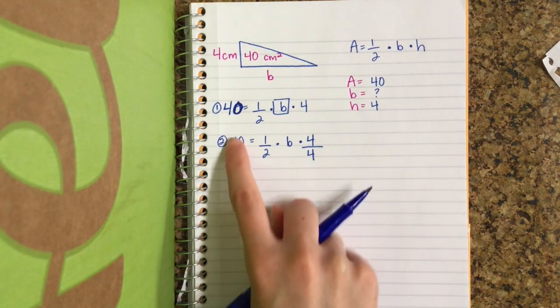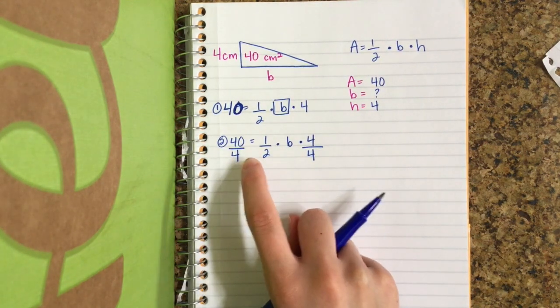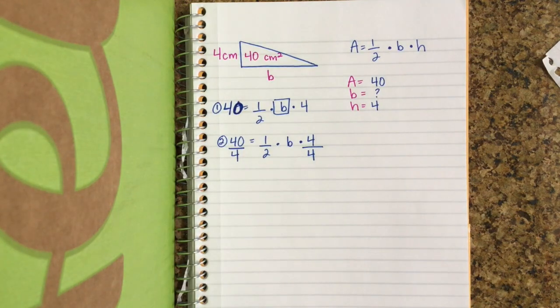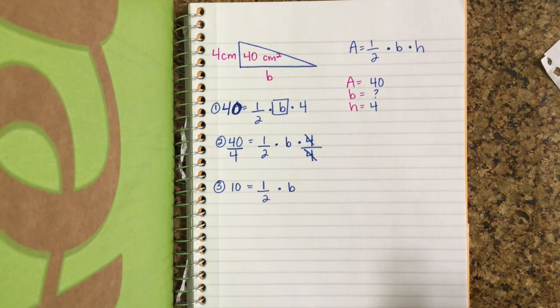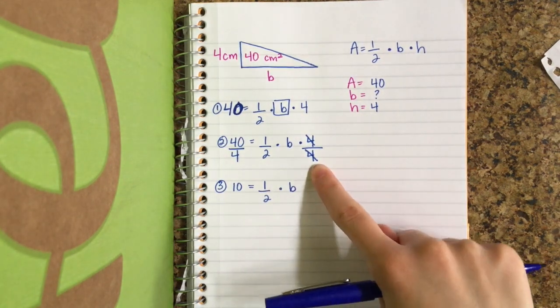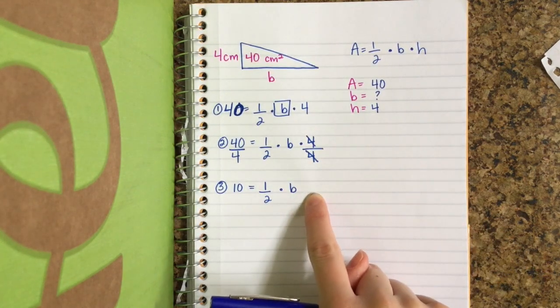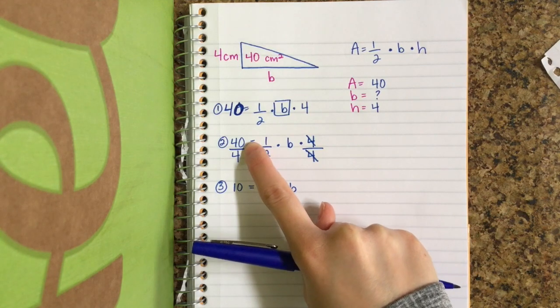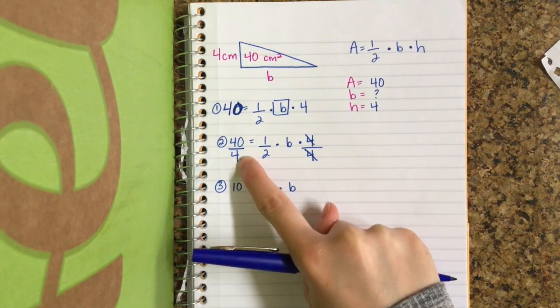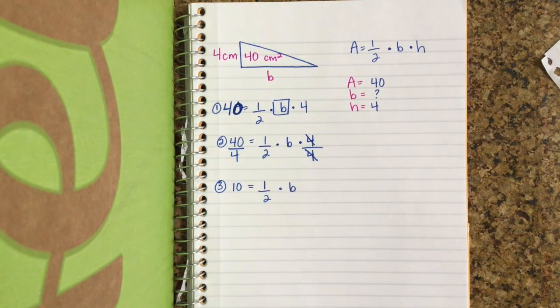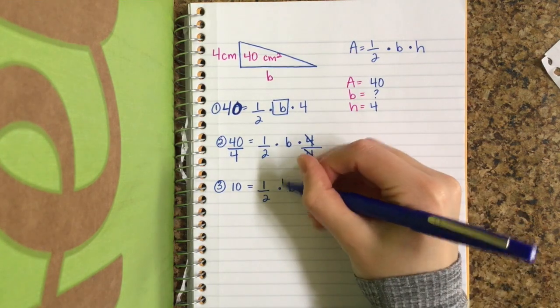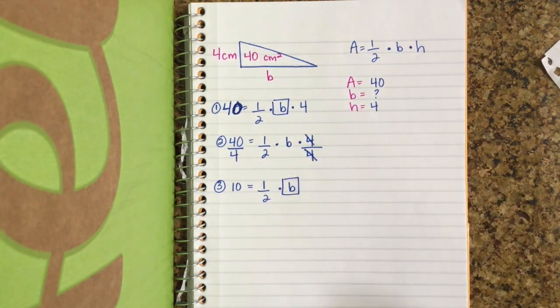So then I would do 40 divided by 4. 4 can go into 40 10 times. So my 4's cross out, they become a 1. Don't really have to worry about it anymore. I didn't carry it down. And then my 40 over 4 became 10. So I still need to get B by itself on this side.